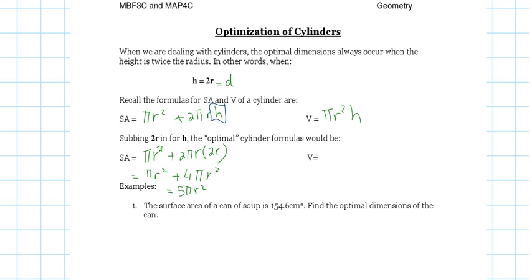Am I missing something here? Is it 2 pi r squared? No. It should be 2 pi r squared, isn't it? Yeah. So that's going to be 6 pi r squared.